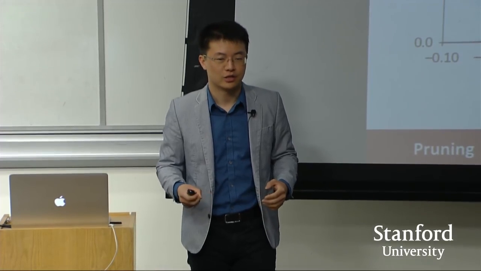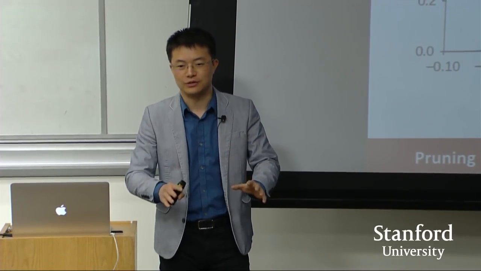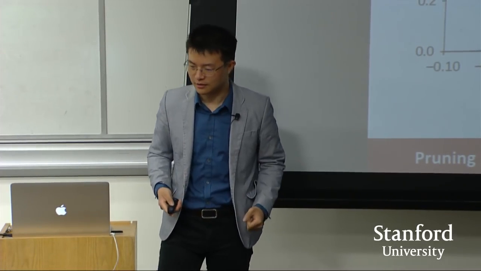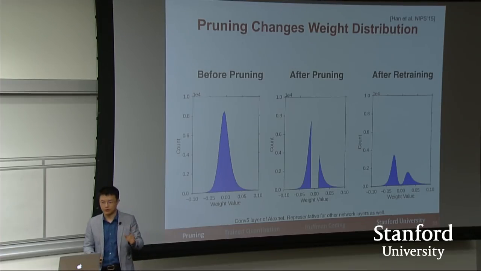Yeah, so the question is, how do we deal with those zero connections? We force them to be zero in all the SGD iterations. Yeah, so very simple: small weights, drop them, sort it. If small, just drop. Okay.